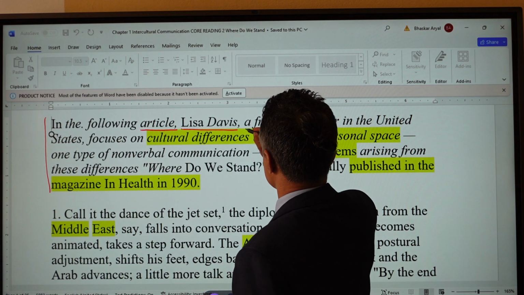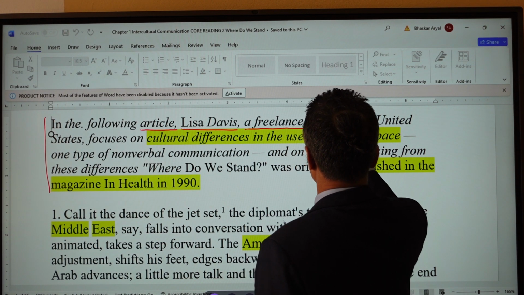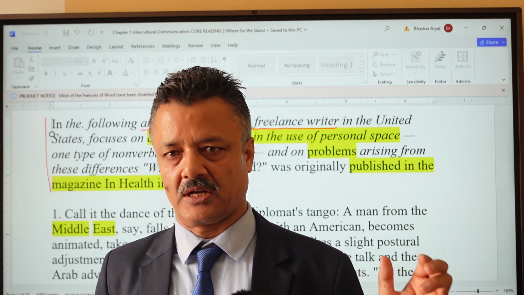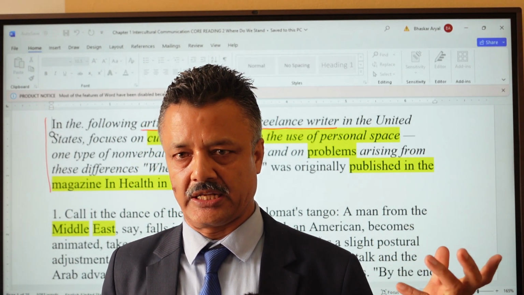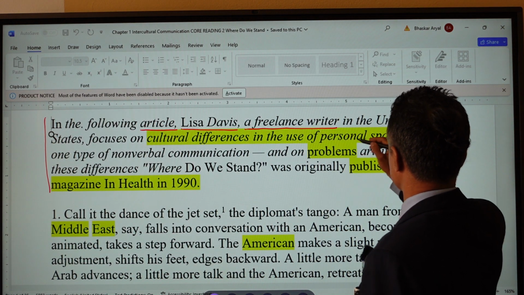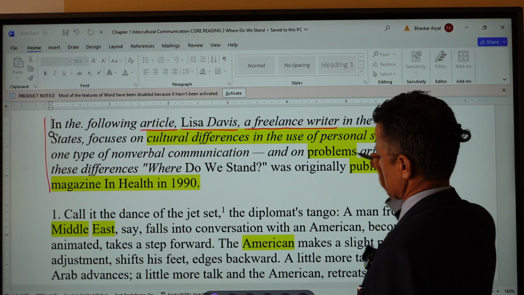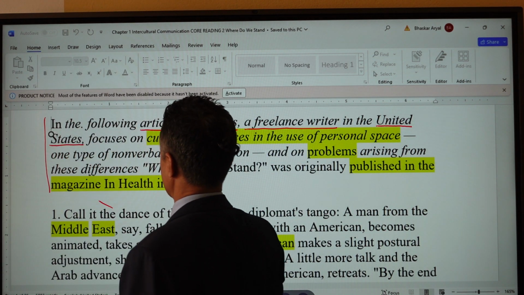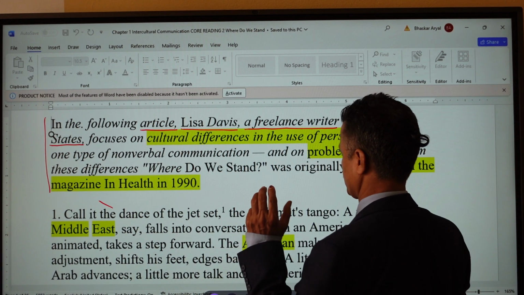We learn that she is a freelance writer. So who is a freelance writer? One who is not typically associated with any organization as an employee. From where is she? She belongs to United States. She is an American author. And then we read what this text focuses on.